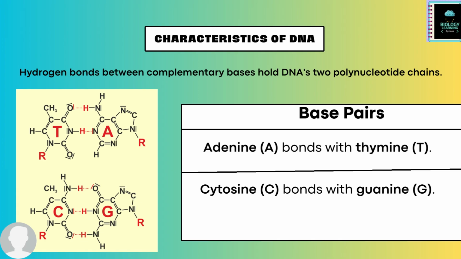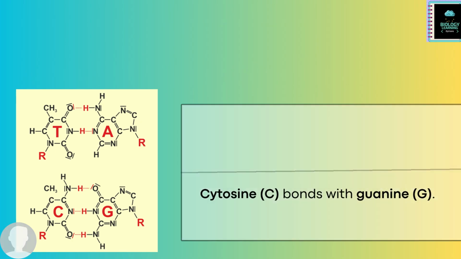DNA bases pair up with each other, adenine with thymine and cytosine with guanine, to form units that are called base pairs. In the picture, you can see how adenine bonds with thymine and cytosine bonds with guanine with the help of hydrogen bonds.